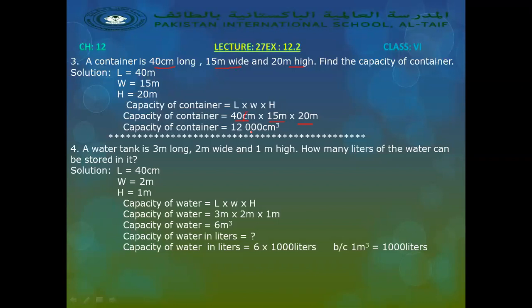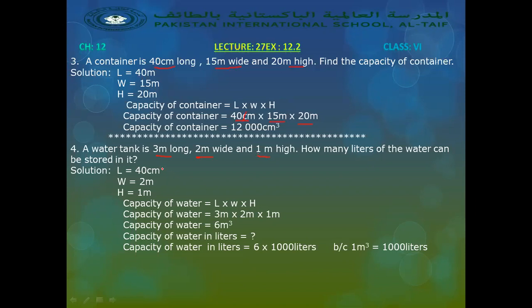Dear students, in the same way, I am going to read the statement of the next question. A water tank is 3 meter long, 2 meter wide, and 1 meter high. How many liters of water can be stored in it? Here we have to find the capacity, but what parameters are we given? Length is equal to 3 meter, width is equal to 2 meter, and height is equal to 1 meter.